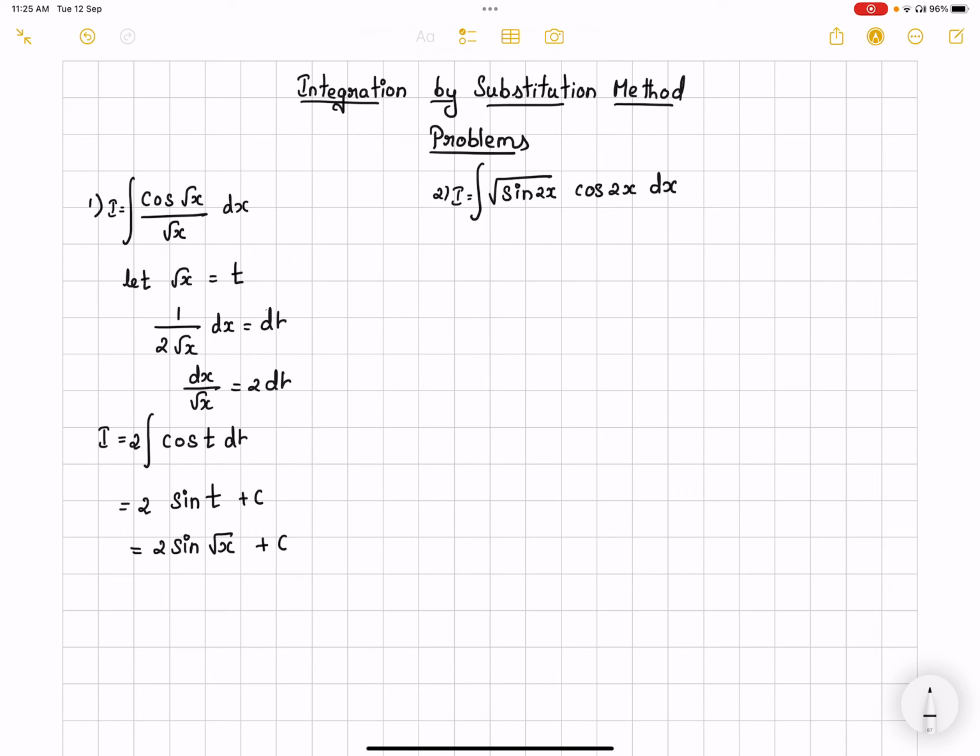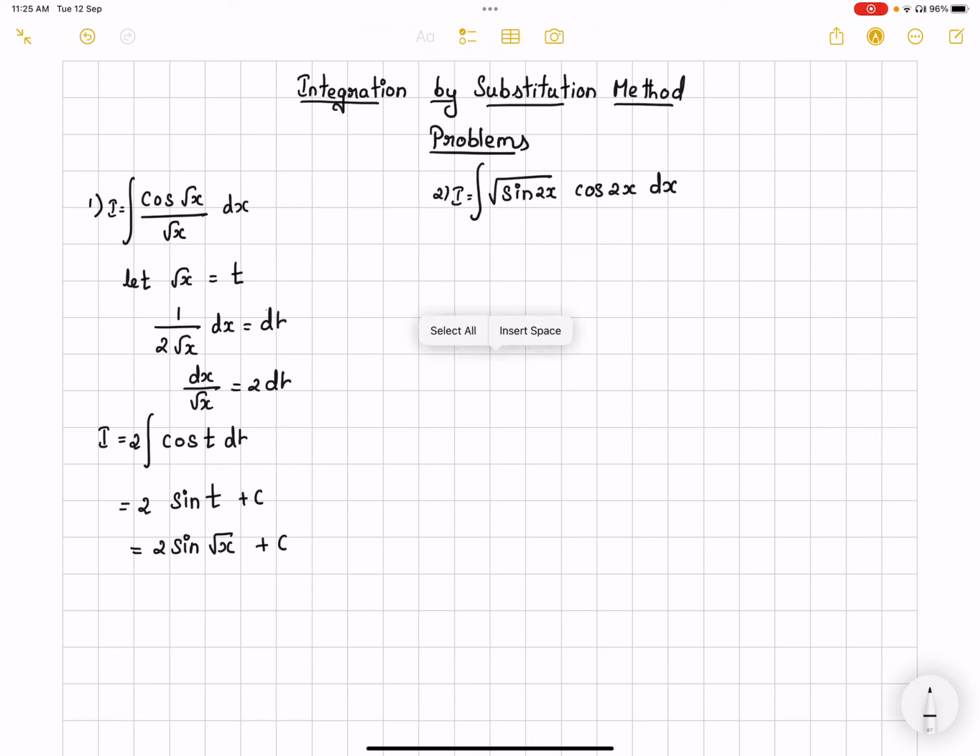Now let's move on with the second question. We have I is equal to integral root sine 2x, the root is there only for sine 2x, then cos 2x dx. How will I go about the substitution? Something which is inside the root is going to act as my t. Something which is inside a function, a composition of a function, works as a substitution in 99% of my problems. So let's start with that.